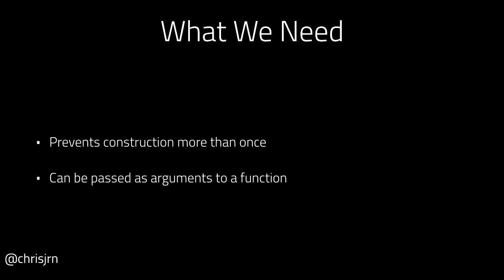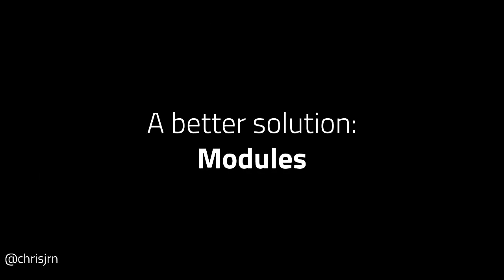So here's the two things we need. We need firstly to prevent multiple construction of our namespacey thingy, and we also need to be able to pass our object as arguments to a function. And it turns out that Python already has a feature that lets you do these two things. That feature is Python's built-in modules system. And let's look at why this works.